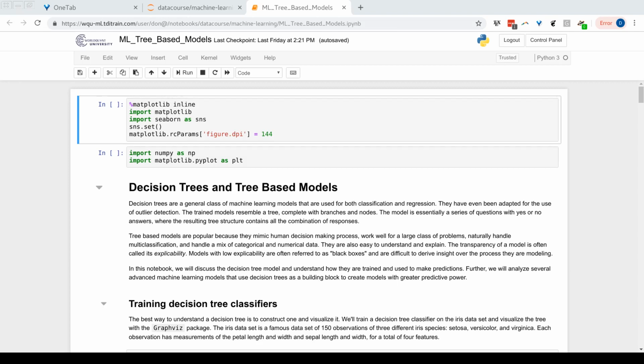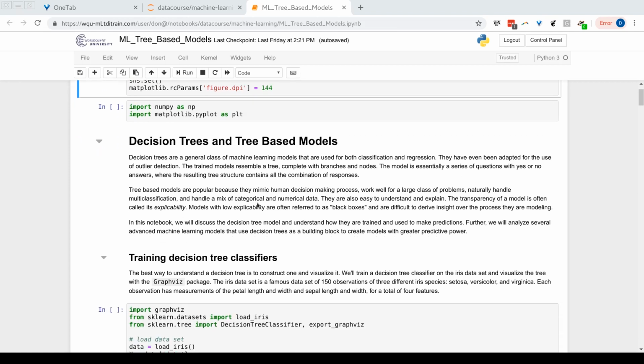The model is basically a set of yes or no questions, or questions that only have a yes or no answer. They're quite popular because they mimic the human decision-making process. If you want to decide upon something, one way about it is answering a set of yes or no questions to see where you end up. Very similar with the decision tree model. It's a set of yes or no questions that you answer for an observation, and you see where you lie in the resulting tree.